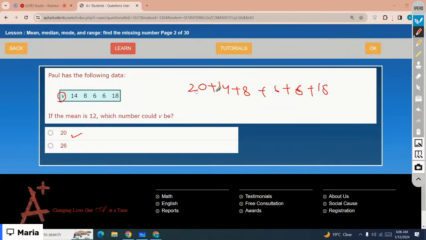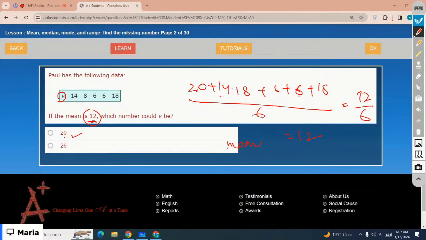Just add them and divide them by the number of values: 1, 2, 3, 4, 5, 6. If the mean value is still 12, that means V is 20. So just calculate the value of V. That's how we calculate the mean. You just have to add all the numbers and divide them by the number of values. So the sum is 72, divided by 6. 72 divided by 6 is 12. You can see this is the mean I calculated, and this is the mean given in the question. The mean is 12. That means V is 20.